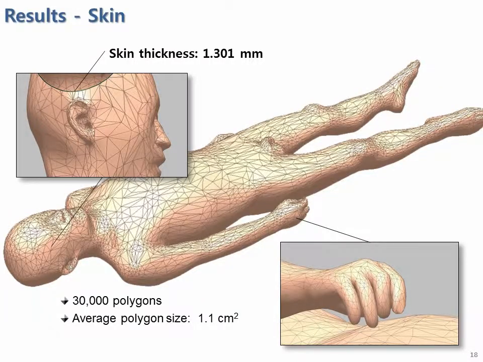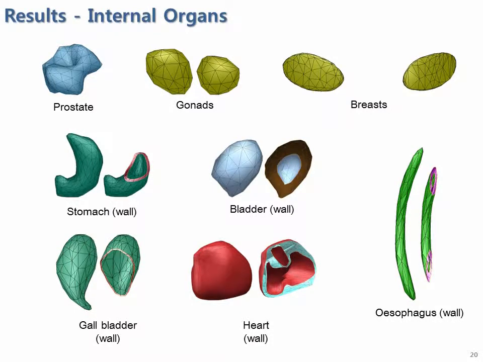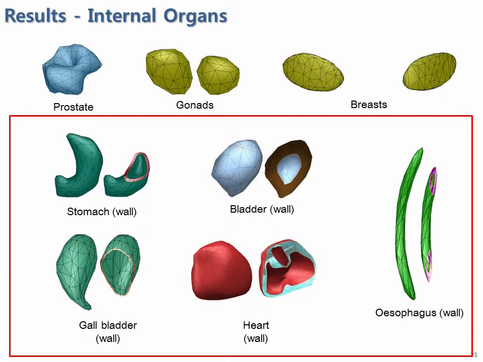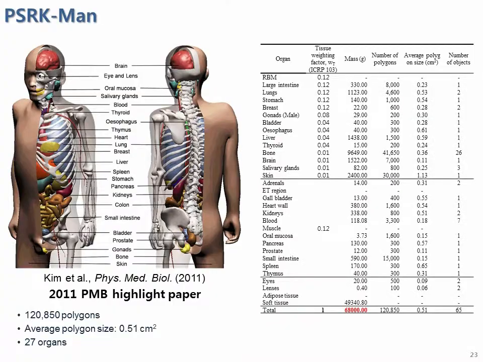As you can see, the polygonal mesh skin model can represent the thin structure of real skin without any holes. Next, we can see the constructed internal organs as polygonal models. Like the skin models, wall organs also represent their thin wall structure well without any problems. For the small and large intestines, due to their complex shapes, it was impossible to construct polygonal models using the aforementioned methods. Therefore, 3D contouring and NURBS modeling methods were used for them.